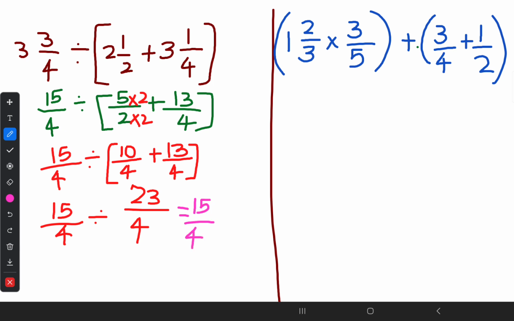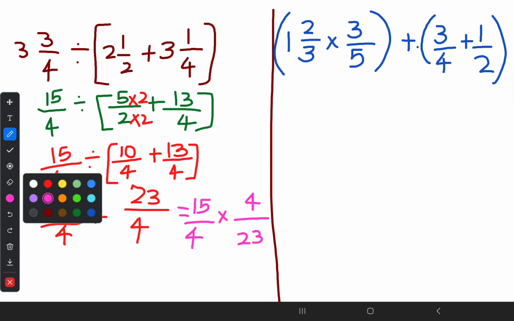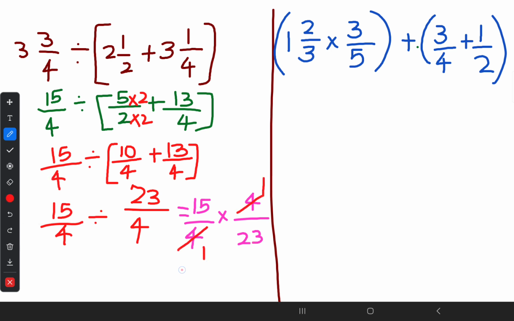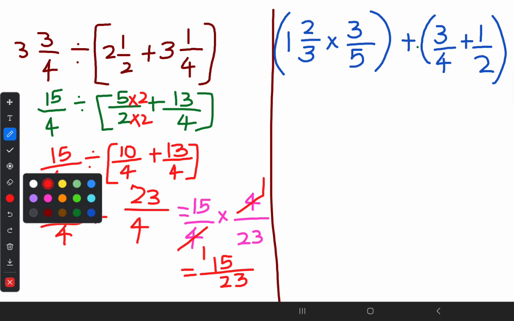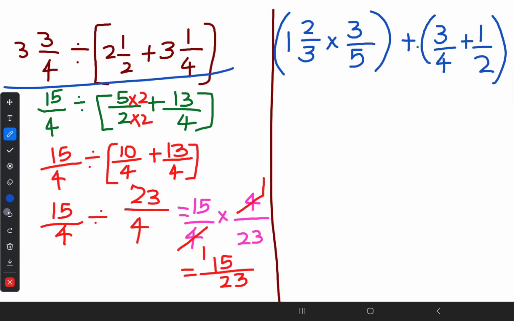Then after finally division will become multiplication. 15 over 4, division will become multiplication. So 4 over 23. This 4 and 4 can be simplified, 1 time. Final answer would be 15 upon 23. If you made any mistakes, just correct them. Okay, it's not that hard to deal with this question. It's easy. First, conversion of mixed fractions to improper fractions. Then after do the operation inside the brackets, that's just an addition. Then division became multiplication. You should convert the division as multiplication to approach the question. That's what you should do.